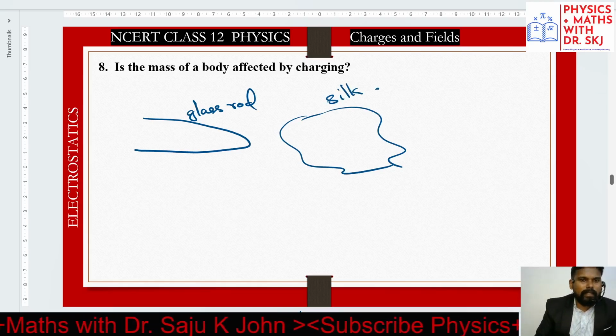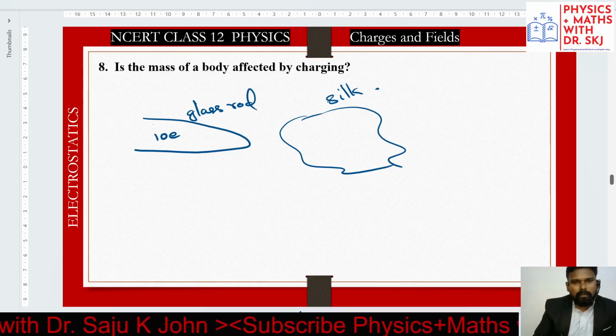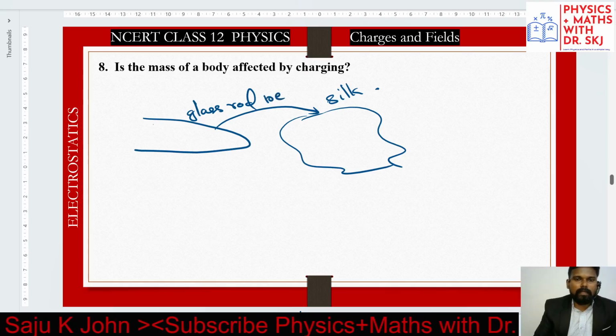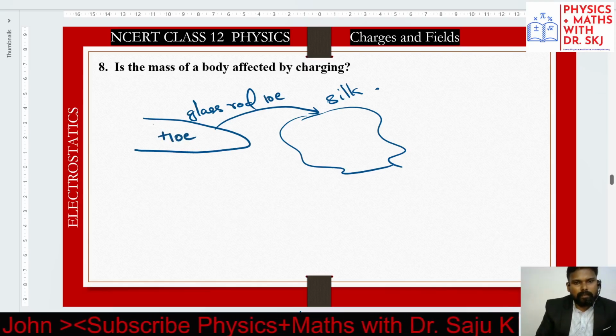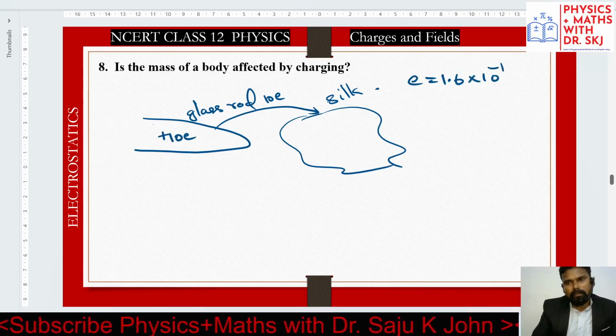Okay, suppose 10 electrons are transferred from glass rod to silk. How many electrons? 10 electrons. So what will be the charge of glass rod? It will be plus 10 E, right? What is E? E is 1.6 into 10 raised to minus 19 coulomb.